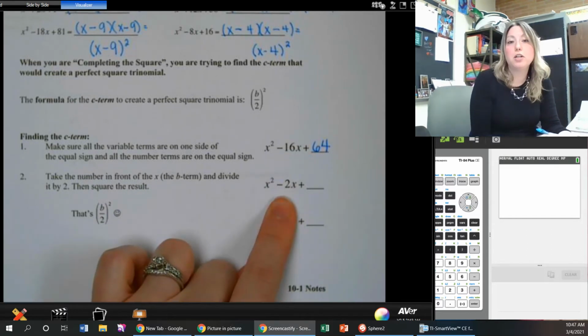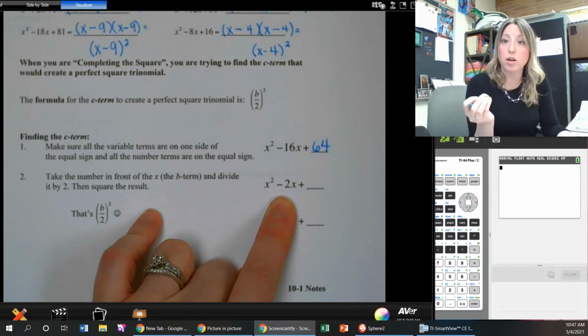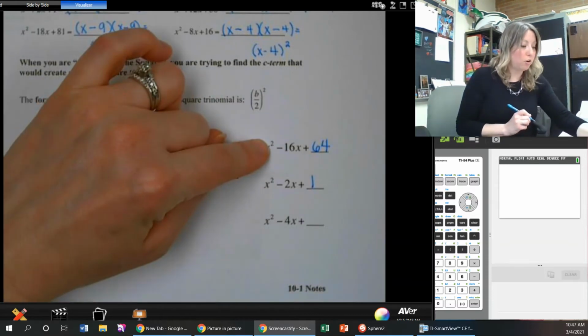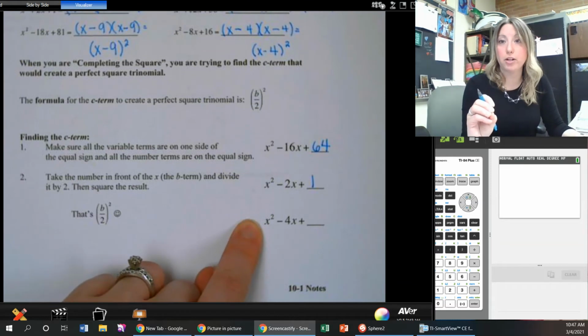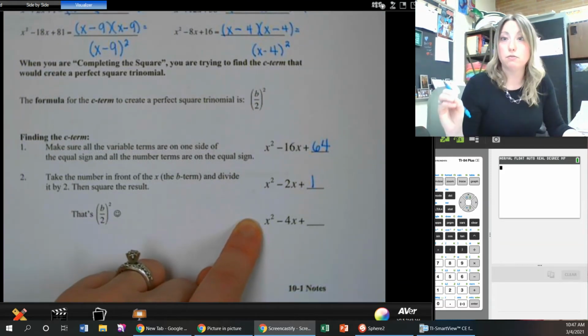The middle term here is negative 2. Take it and divide by 2. What do you get? Negative 1. Negative 1 squared is positive 1. Now that's a perfect square trinomial. Let's do another one. Negative 4 divided by 2 is negative 2. Negative 2 squared is positive 4.